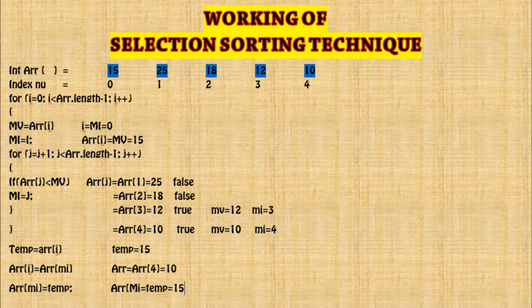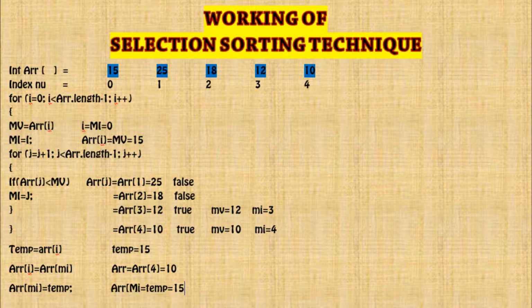Let us see how it will do in this example. So here array of j, that is i plus 1, 0 plus 1 will become 1. It will have 25 as its value. So this 25 and 15 are compared. 15 is lesser than 25, so this condition becomes false. Now j will become 2.